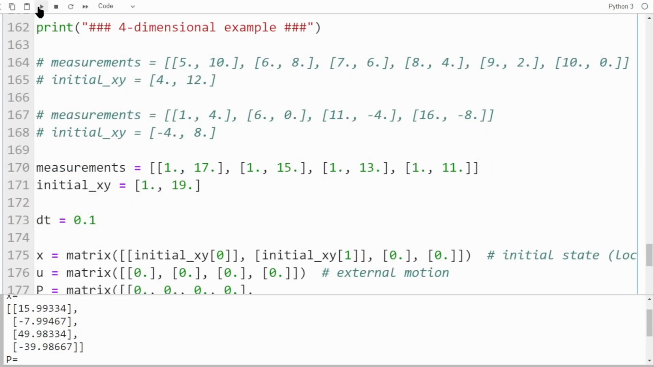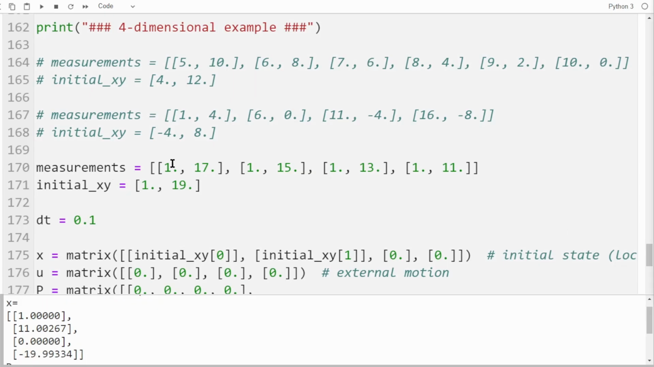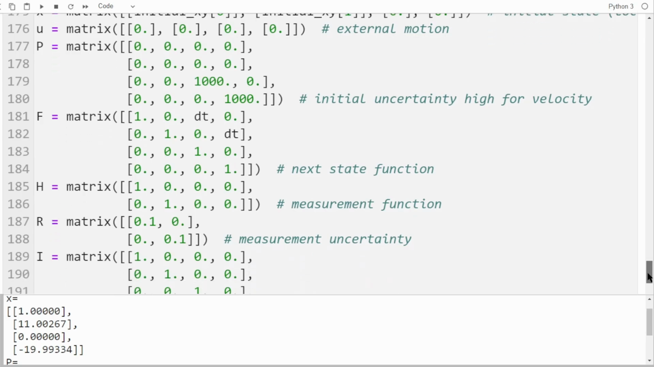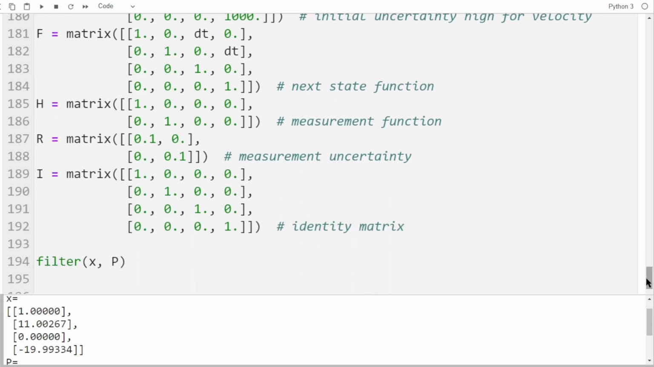Finally, for our third example, where the first coordinate doesn't change at all, you get the correct 1 over here and velocity of 0. Second coordinate goes from 19 to 17 all the way to 11. You get 11 over here and velocity of minus 20. So this is the implementation I wanted you to do. If you implemented this thing over here, you got it right.